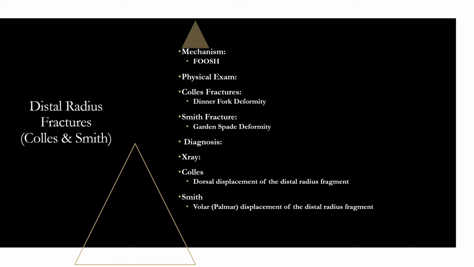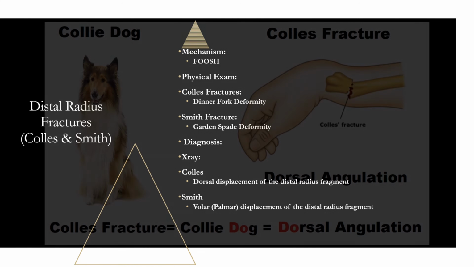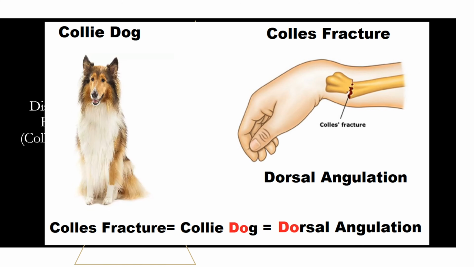How do you remember that? Because this is really the highest-yield thing you need to know. It may be the only difference in the vignette. So you need to remember Colles fracture has dorsal angulation of the radius. Smith fracture has volar angulation of the radius.